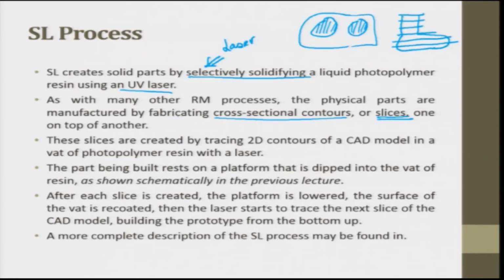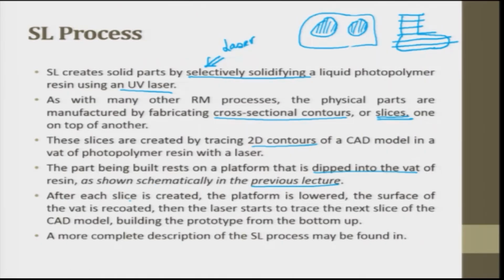So fabricating cross-sectional contours or slices one on top of another. These slices are created by tracing the 2D contour of a CAD model in a vat of photopolymer resin with a laser. The part being built rests on the platform that is dipped into the vat of resin, as shown in the schematic diagram in the previous slide.